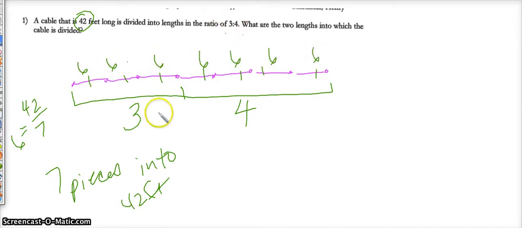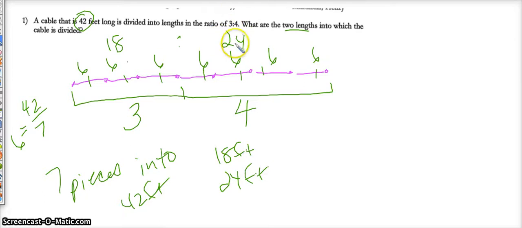So if it's a 3 to 4 ratio, this piece right here is going to be 18, and this one over here is going to be 24. So the two lengths we're looking for are 18 feet and 24 feet. The way we did it is we said that a 3 to 4 ratio means 7 pieces total. If we can find out what 1 piece is worth, then we can figure out what 3 times is worth and what 4 times is worth. Okay? Next one.